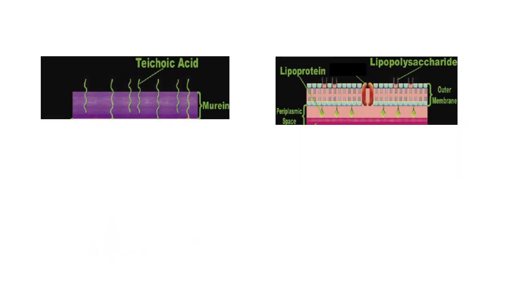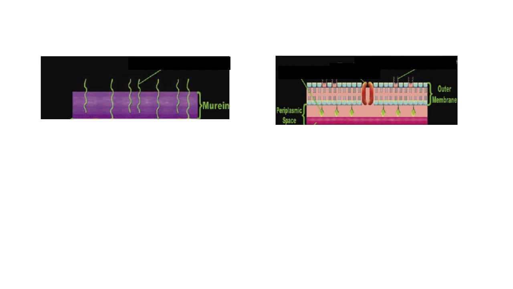Let's make it a little simpler. Forget all about the inner part. This is the outermost teichoic acid and murein or peptidoglycan layer, thick in nature. This is a thin peptidoglycan layer surrounded by an outer membrane. Let's make it simpler, I will remove teichoic acid and other things also. So this is the basic difference between gram positive and gram negative bacteria. Gram positive has a thick peptidoglycan layer. Gram negative has a thin peptidoglycan layer surrounded by an outer membrane. This is the major difference.